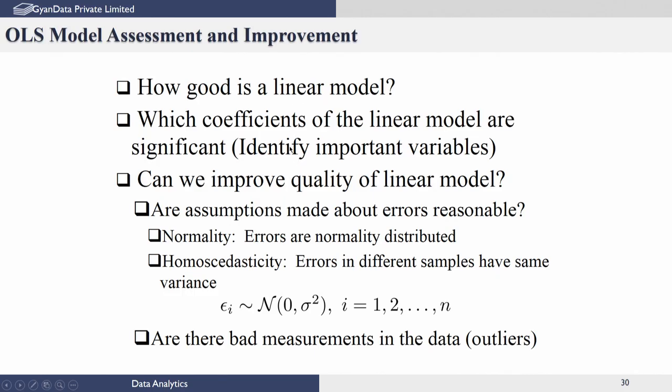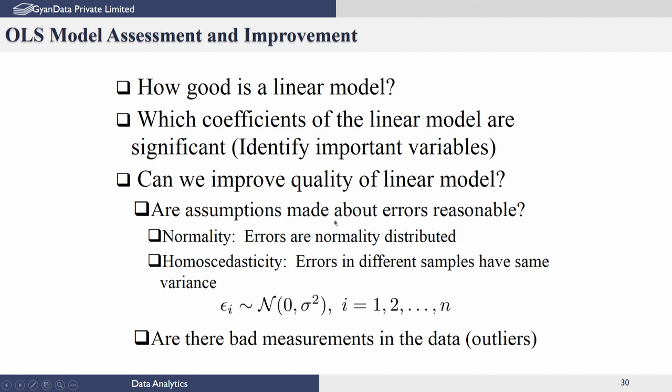Suppose the linear model that we fit is acceptable, then we want to actually see whether we can improve the quality of the linear model. When fitting a linear model using the method of least squares, we make several assumptions about the errors that corrupt the dependent variable measurements. So, are these assumptions really valid? What are some of the assumptions that we make about the errors that corrupt the measurements of the dependent variable? We assume that the errors are normally distributed.